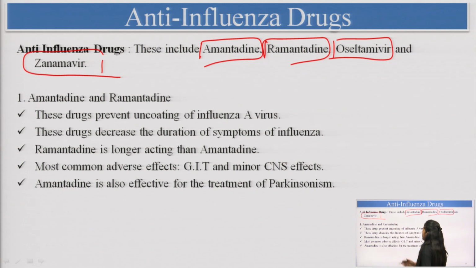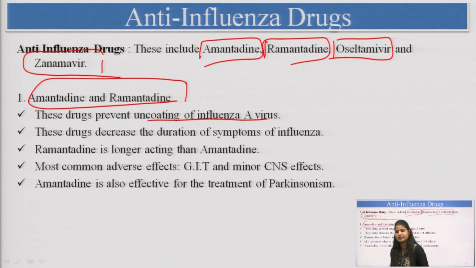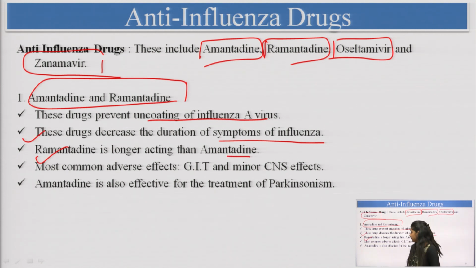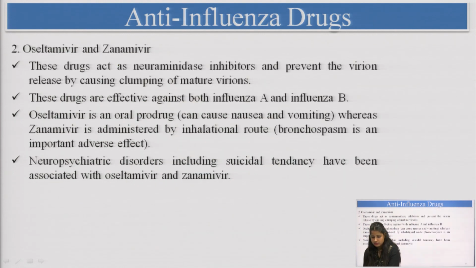Now, amantadine and rimantadine, these two drugs prevent the uncoating of influenza A virus. If they prevent the uncoating, of course, the capsid layer will not disassemble. If it does not disassemble, what will happen? The DNA or RNA compounds will not form, the functional proteins will not form, and new viral particles will not form. So, this drug decreases the duration of symptoms of influenza. Rimantadine is better than amantadine because it has a longer-acting effect. Yes. Some common adverse effects are GIT and minor CNS effects. Okay. Amantadine is a dopamine agonist, that is why it is preferred for Parkinson's treatment also.